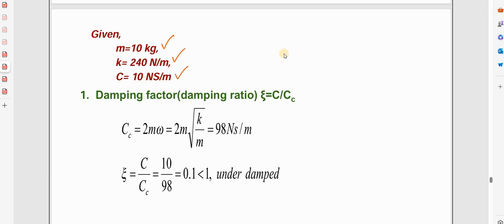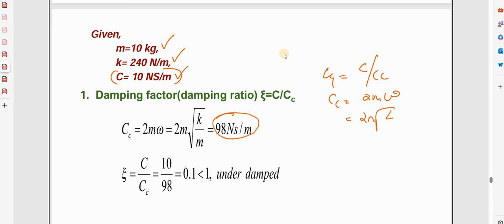So damping factor theta is equal to c by cc. What is cc? c is already given in the question. cc is equal to 2m omega. What is omega? Omega is root of k by m. So 2m into root of k by m, here you will get 98 Newton second per meter. Now c by cc is equal to 10 divided by 98, that is 0.1. Since this theta value is less than 1, it is an under damped system.